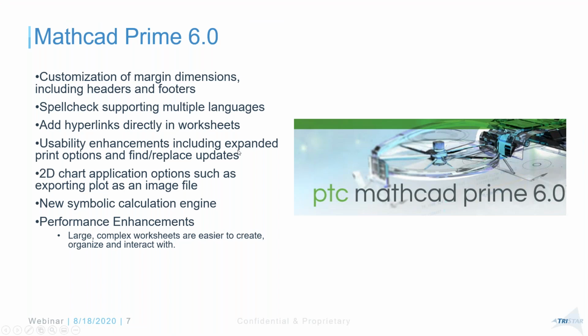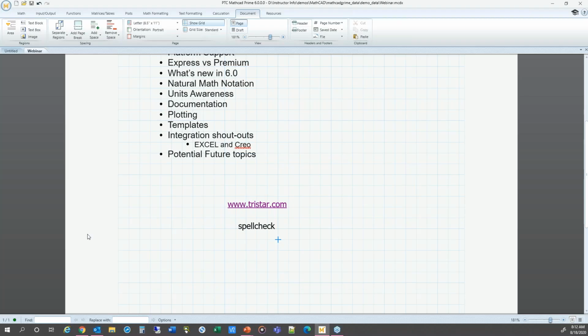What else do we got? Usability enhancements, including expanded print options, find and replace updates. Okay, so that's pretty nice. 2D chart applications, such as exporting a plot as an image file. I'm going to be showing some of these chart options, some of the newer things that have been asked for in previous versions that they now have. There's a new symbolic calculation. I'm not too sure how much symbolic math a lot of you are doing. Let me show you an example briefly.